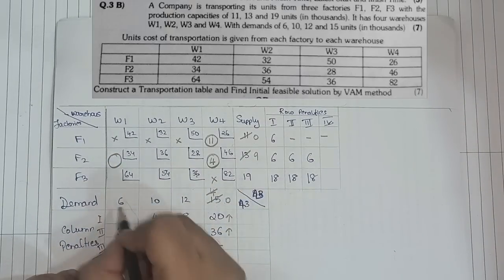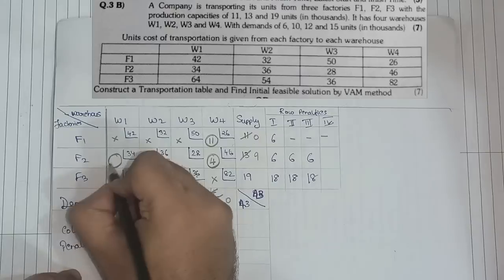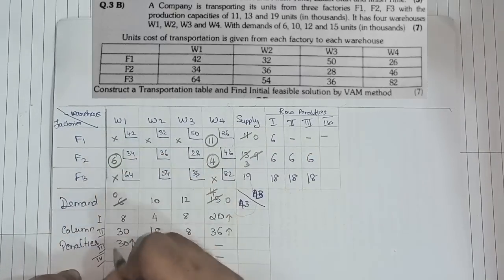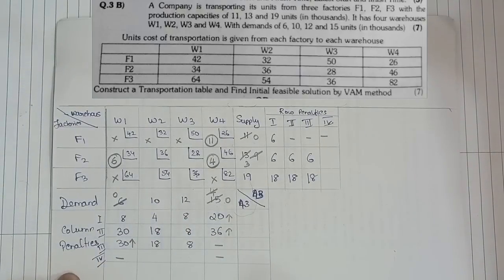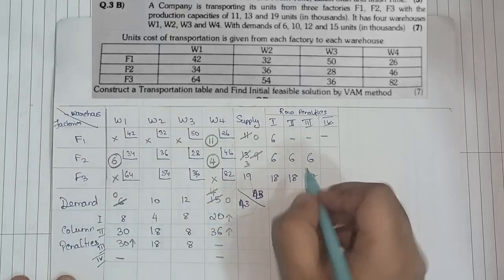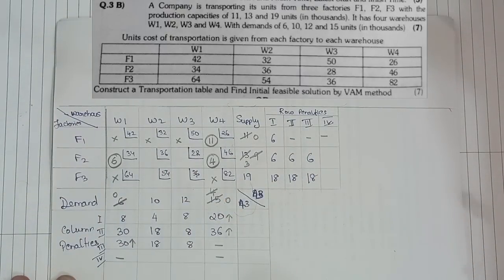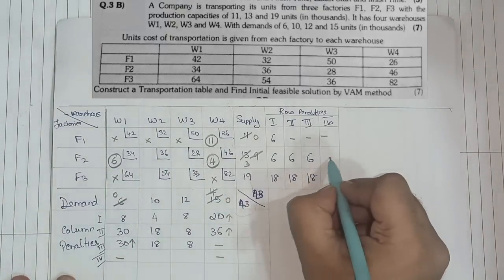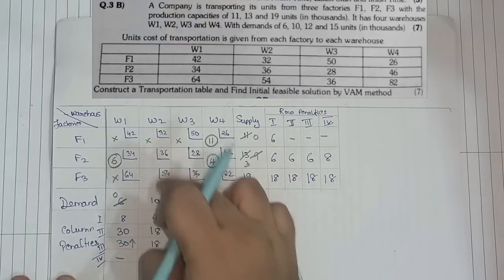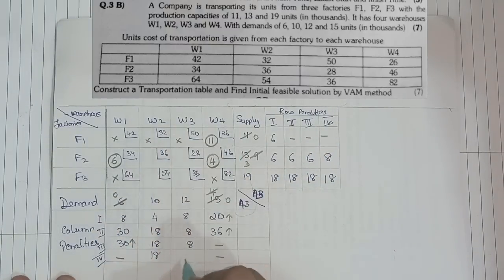Supply is 9, demand is 6. I can complete the entire demand. 3 will be still pending. This is 0, this goes off. Okay, last again we'll go in the same way, 36 and 28. So 36 minus 28 is basically 8. 54 and 36 is 18. This is 18 and this is 8.